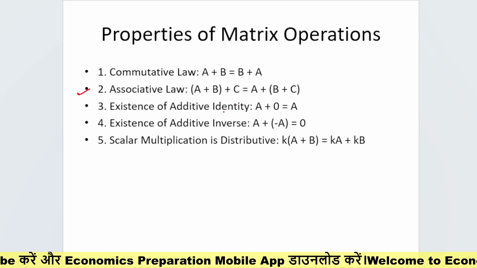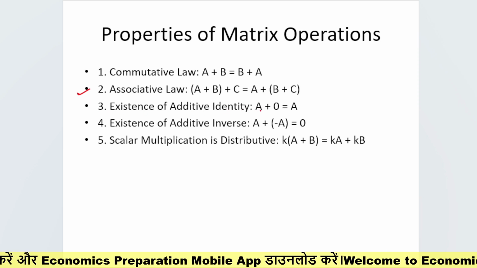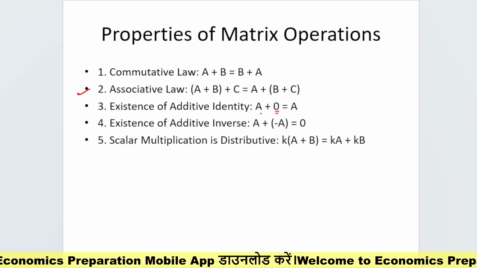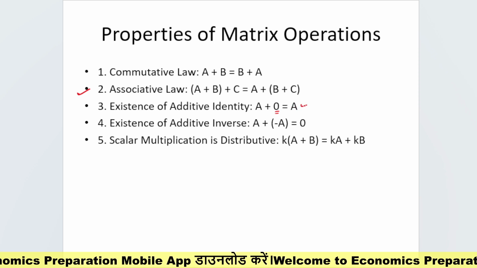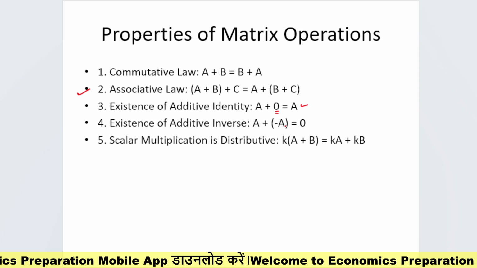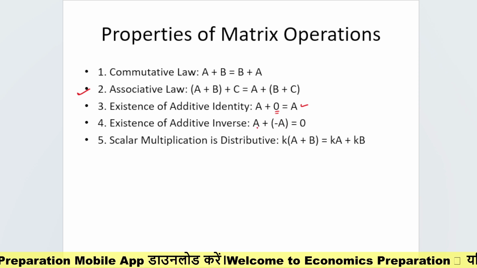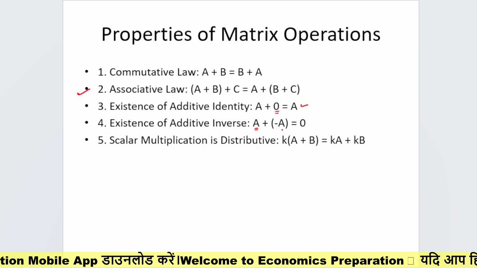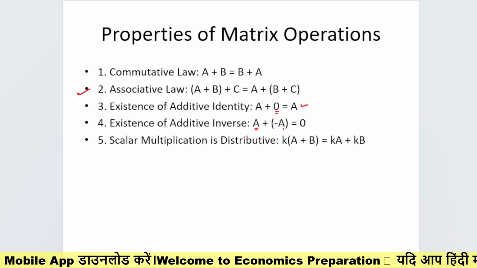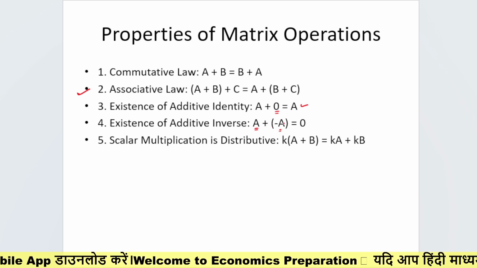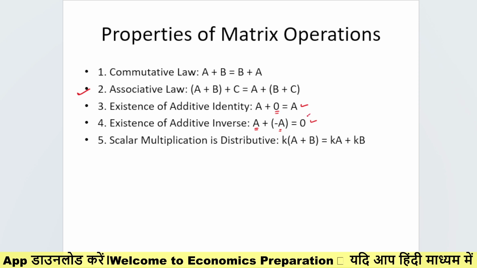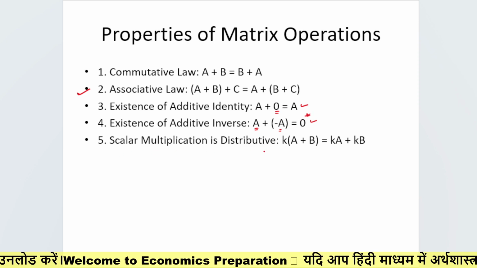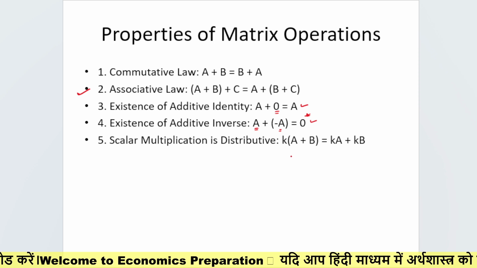And additive identity: if any null matrix is added to a matrix A, then we get the matrix A only, their addition will be this. And if we add any matrix A to the negative of its matrix, then their sum will be 0. This is very important. And scalar multiplication is distributive also.